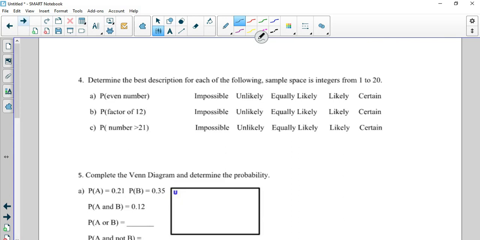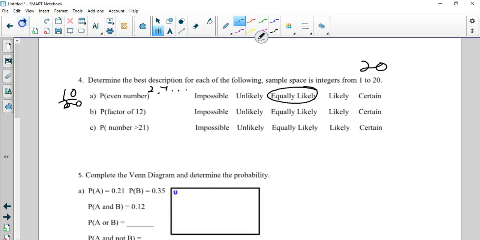All right. Best description for each of the following: 1 to 20. Okay. There's 20 numbers, obviously. The even numbers, well, you can list them out, 2, 4, and so forth, but you know that's basically half the numbers, 10 out of 20. Half the numbers are odd, half the numbers are even.